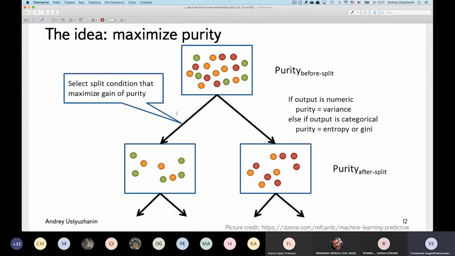And this is the illustration I was talking about. Before, we had something like this. In that case, we have 3 instances, but 3 classes, but it doesn't really matter. We select a splitting condition that maximizes gain of purity, and we go into something like this, and we have purity after split. And we want to go into as pure a separation as possible.